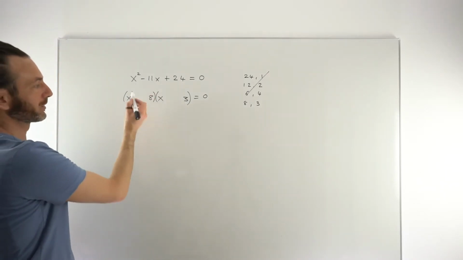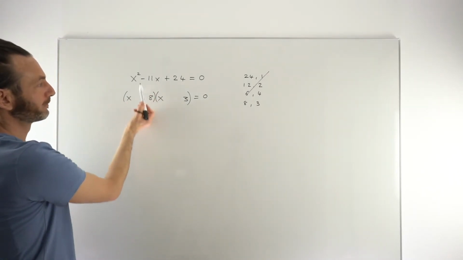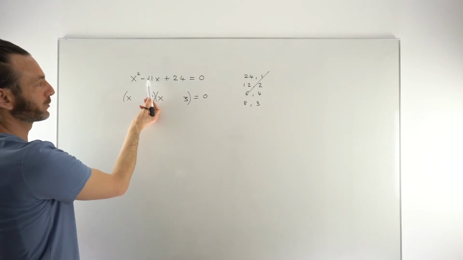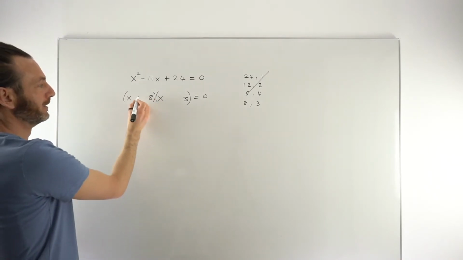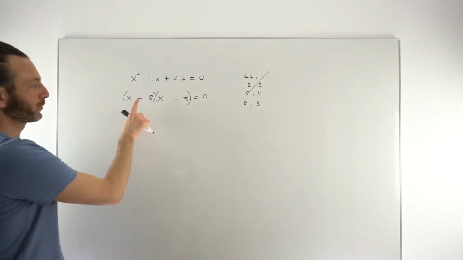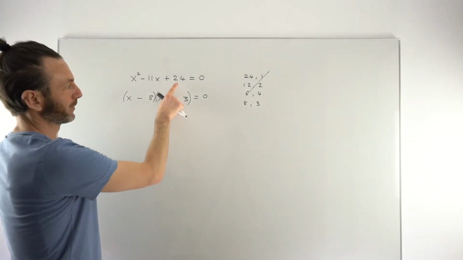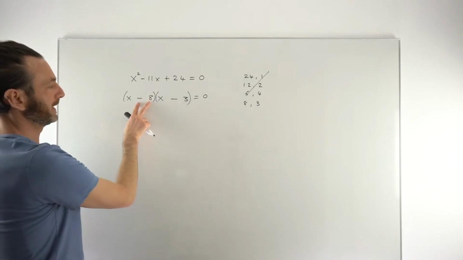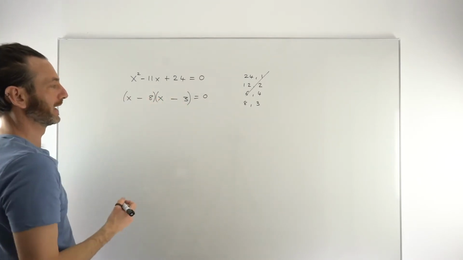But to decide whether it's plus plus or minus minus, we then look at the 11, and it's not just an 11, it's a minus 11. So that tells us it has to be minus and minus. So minus 8 multiplied by minus 3 gives you plus 24, and minus 8 minus 3 gives you negative 11.